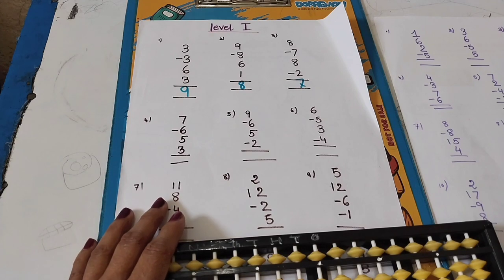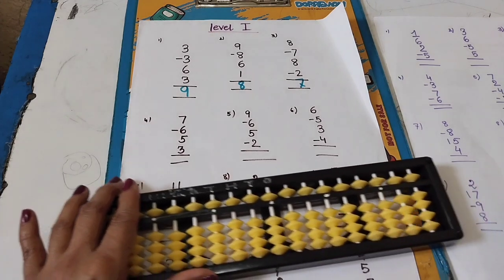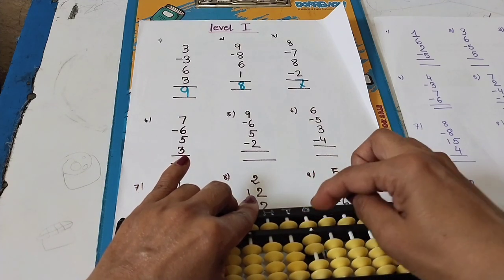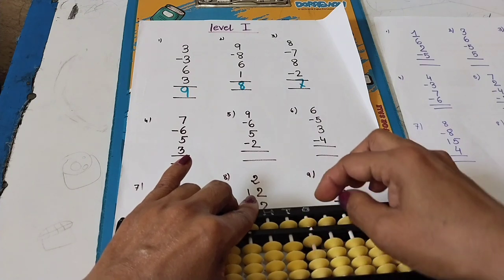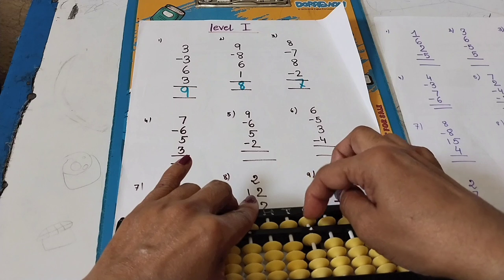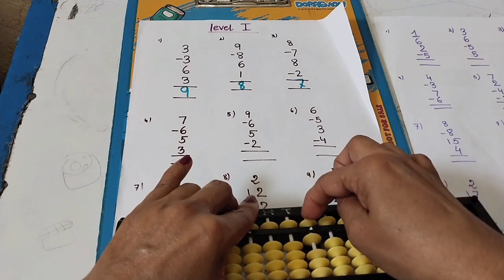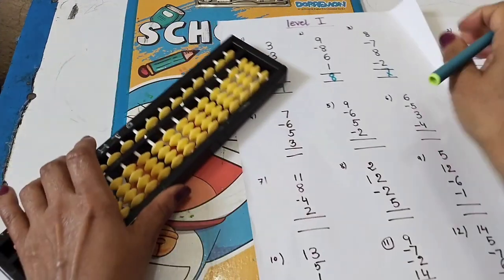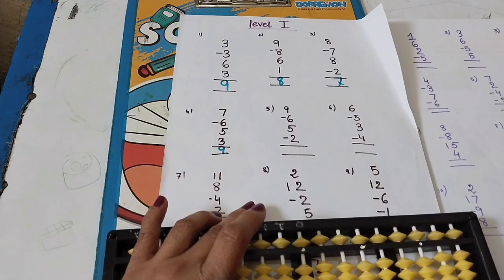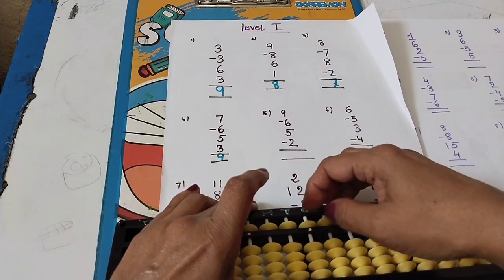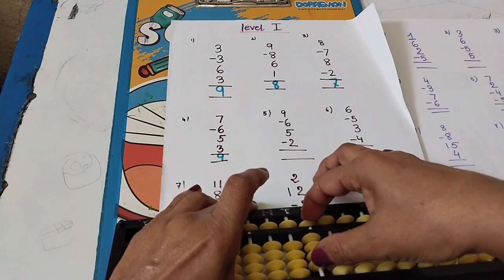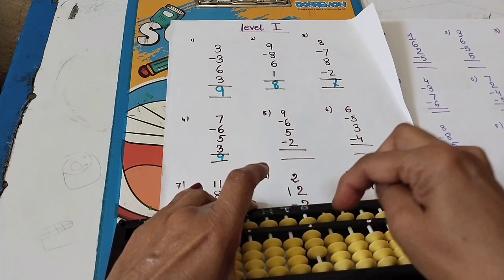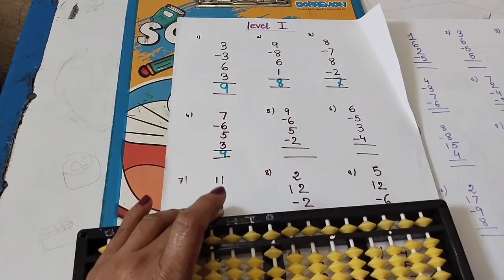Next one is 7 minus 6 plus 5 plus 3. 7 means 5, 6, 7. This is 7 minus 6. That means 5, 6, right? This is already up, okay? So again 5, again 5, again 3: 1, 2, 3. So 9 is my answer. Now 9 minus 6 plus 5 minus 2: 5, 6, 7, 8, 9. 9 minus 6, right? Plus 5, again 5, minus 2, 1, 2. So 5, 6 is my answer, 6.